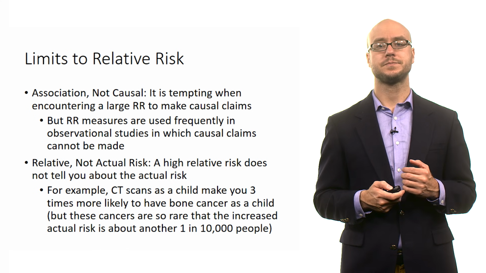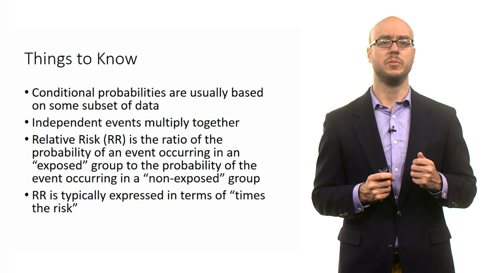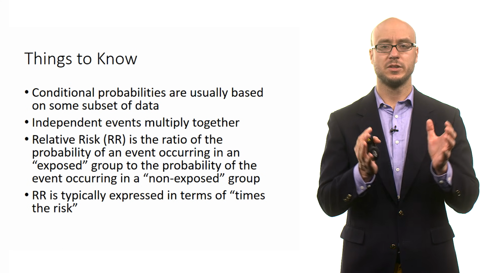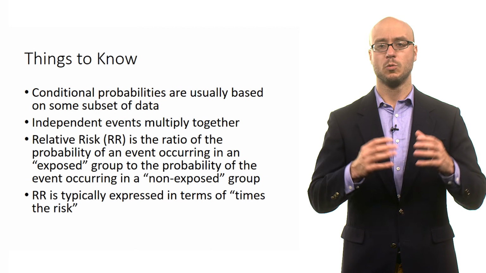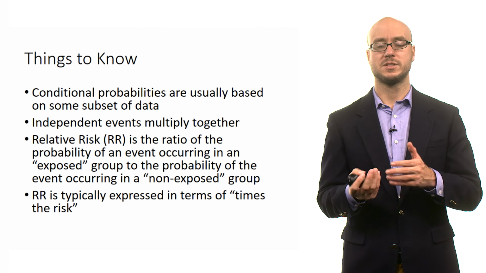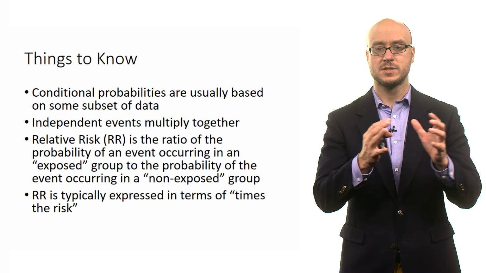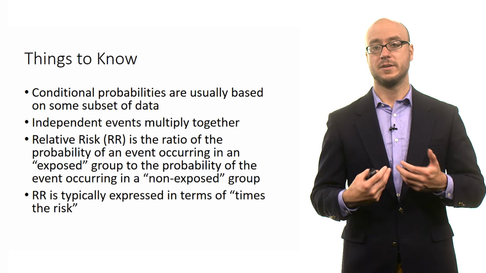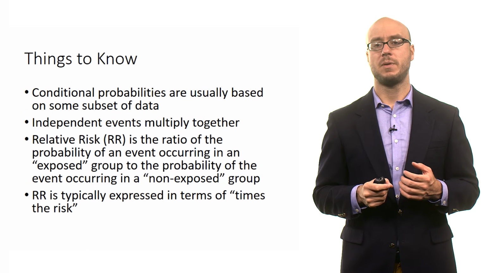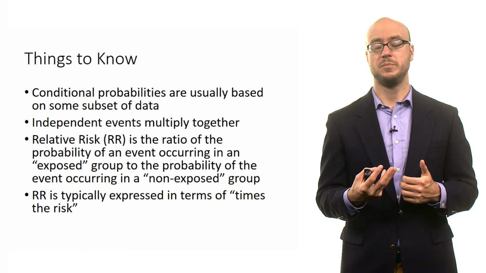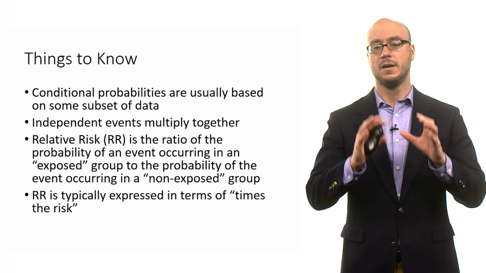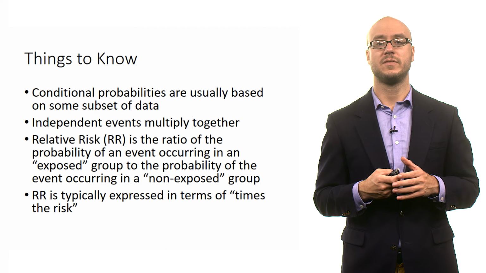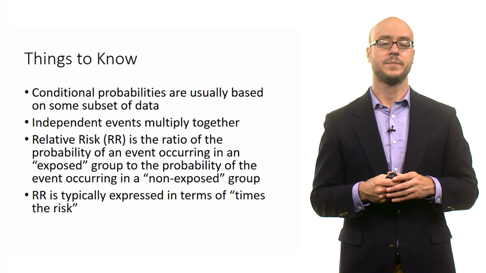A few things to know about conditional probabilities and relative risk. With conditional probabilities, you can think of it as subsetting some part of the data. We're just saying, given B, what's the probability of A, given some subset of the data. We like independent events because they multiply together to find joint probabilities. If A and B are independent, you know that the probability of A times the probability of B equals the probability of A and B. And we can use that with 2x2 tables to understand if two variables are in fact independent or dependent.